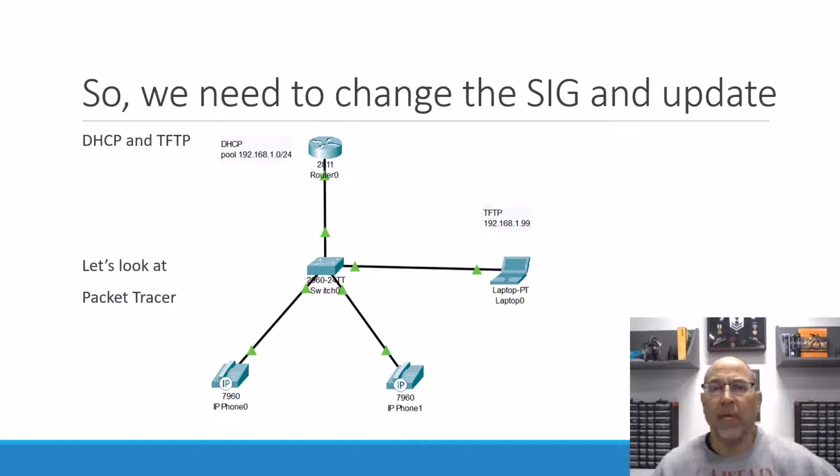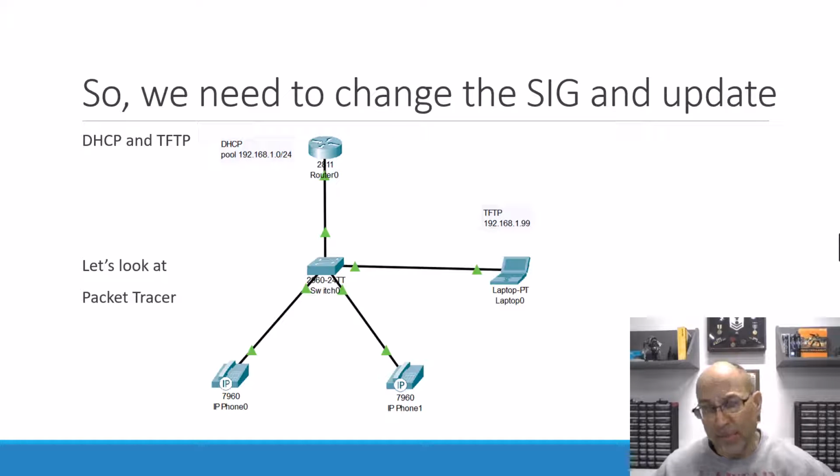Well, we're going to set up a topology. This is a Packet Tracer image, right? This is what I set up in Packet Tracer, but I actually have this in the lab. I've got a router that's running a DHCP server. And then on my laptop, so I could sort of capture what's going on there, is the TFTP server. I'm using SolarWinds for that.